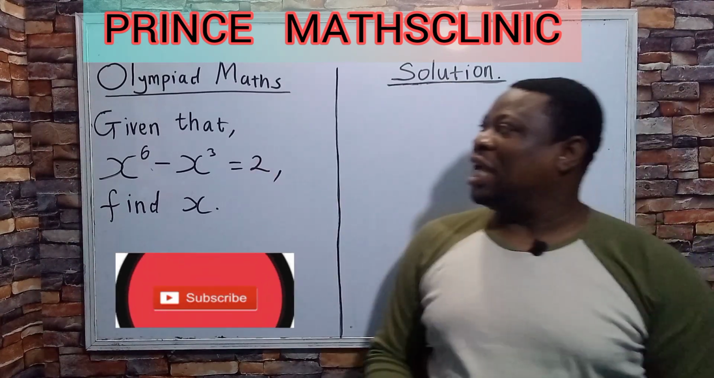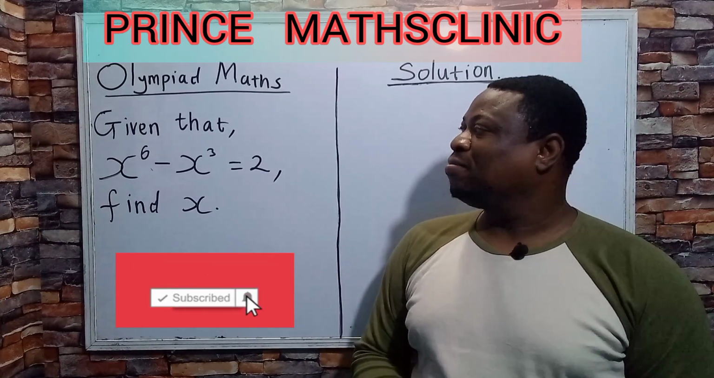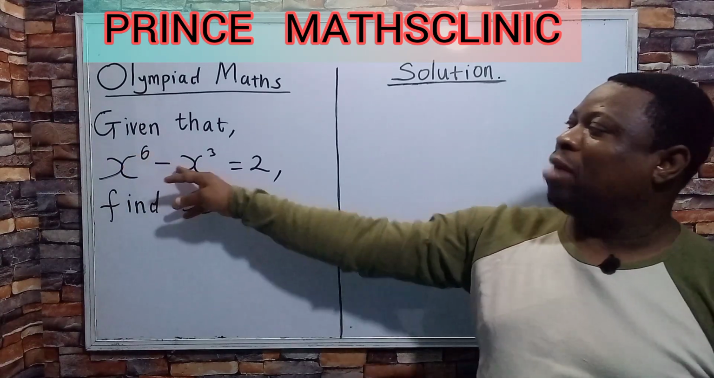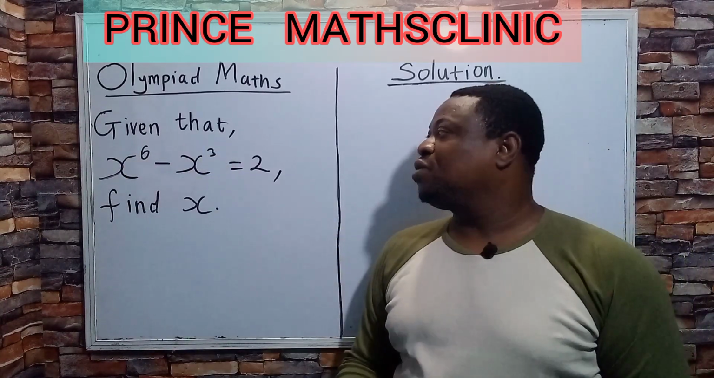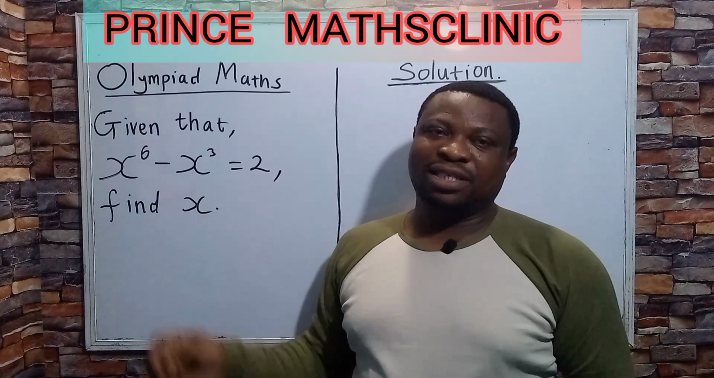We have a very interesting Olympiad maths question before us today, and the question says x to the power of 6 minus x to the power of 3 equal to 2. We have to find x.